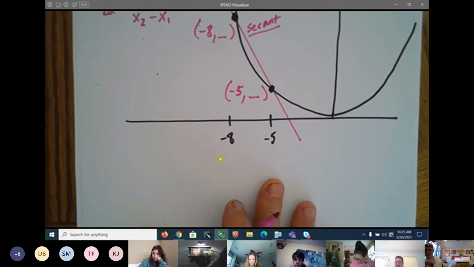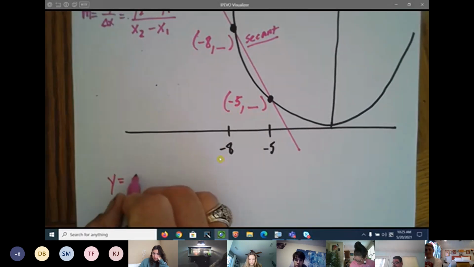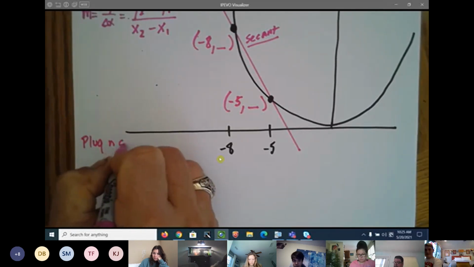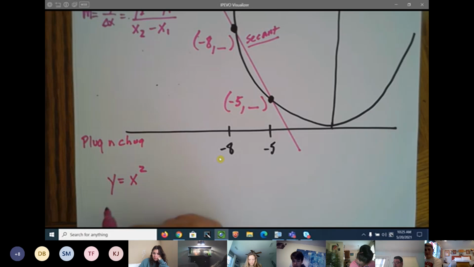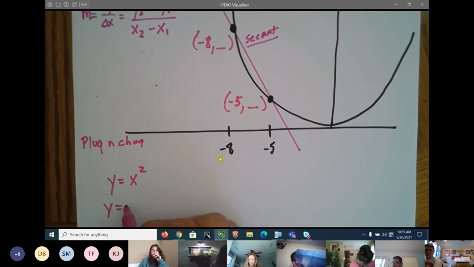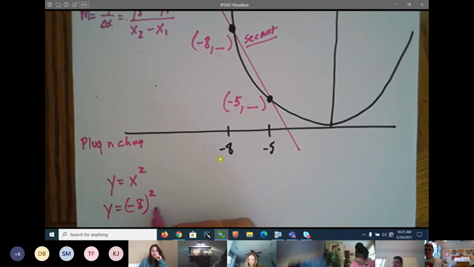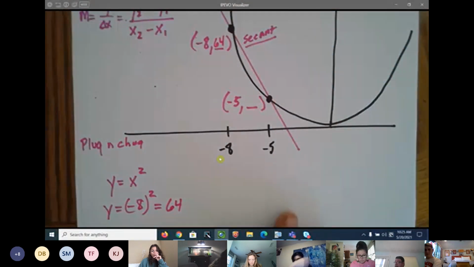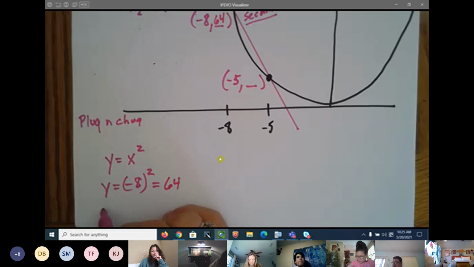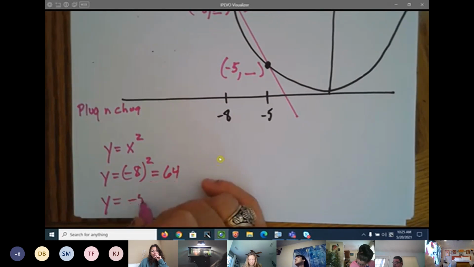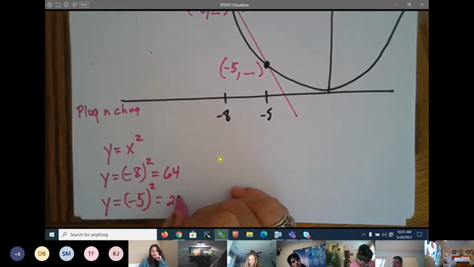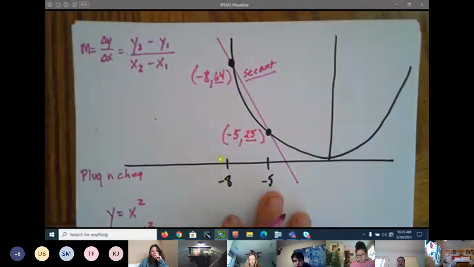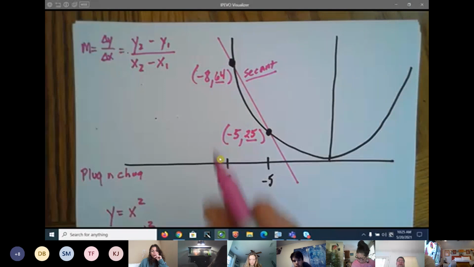Plug and chug. So y is equal to -8 quantity squared, which is 64. And y is equal to -5 squared, which is 25. All right, now I've given you what you need. Go to it.